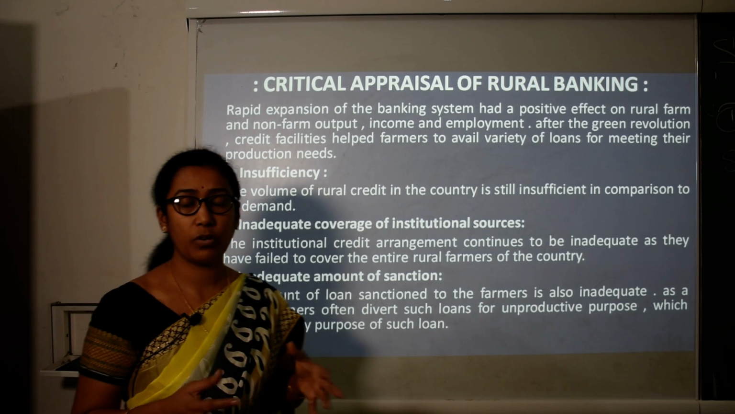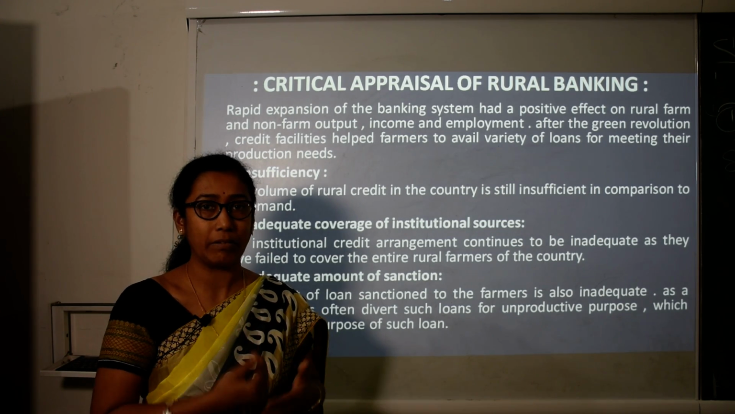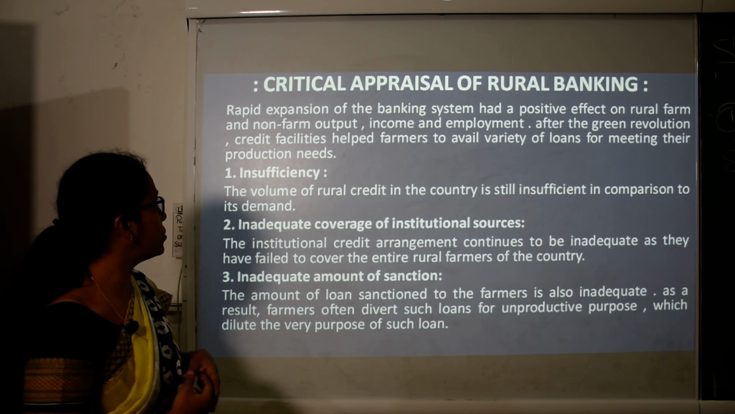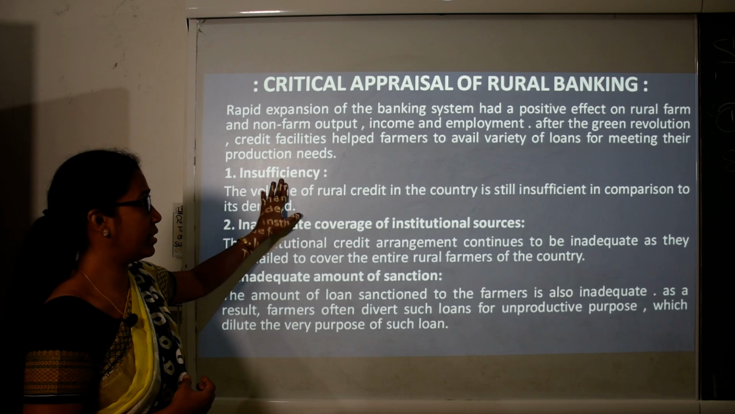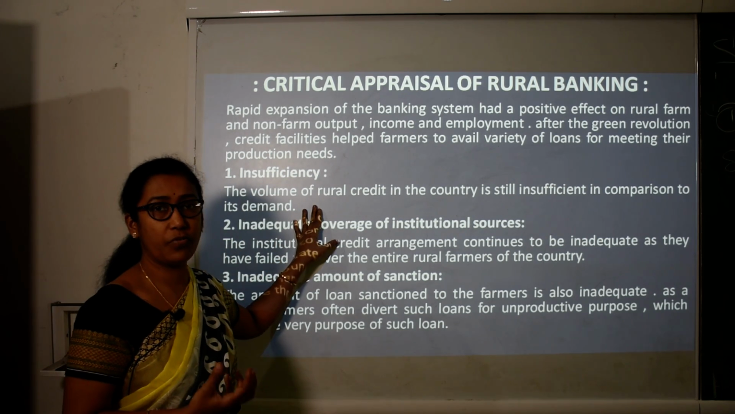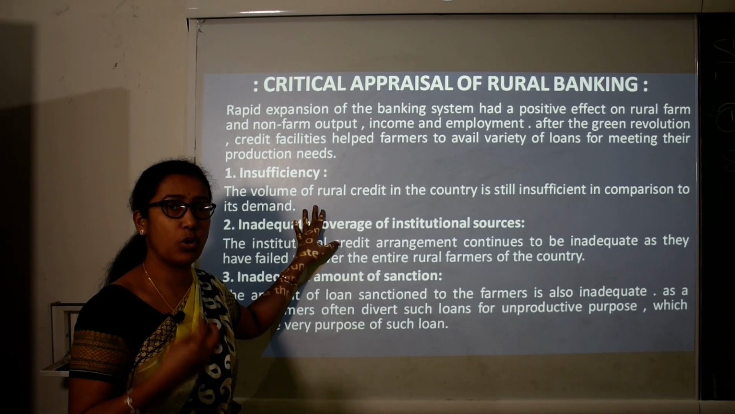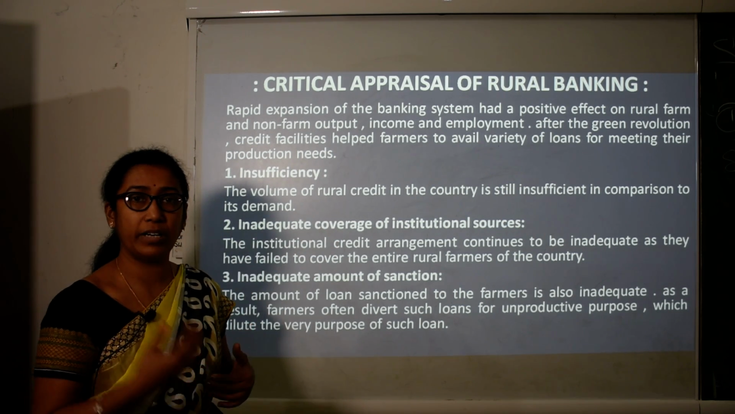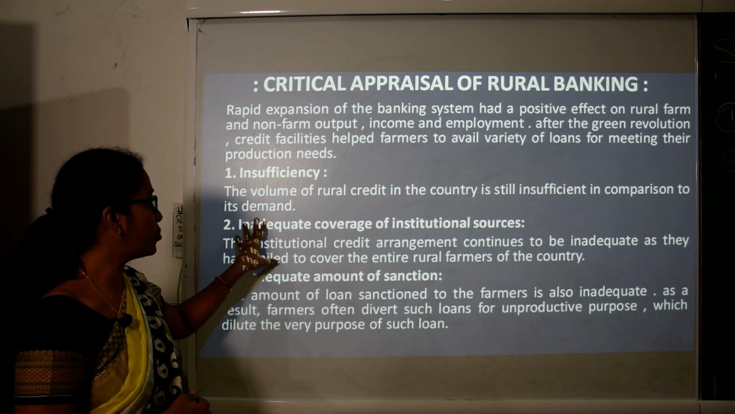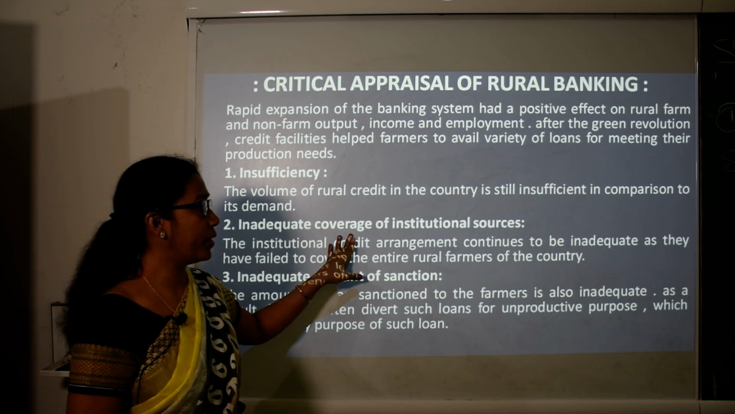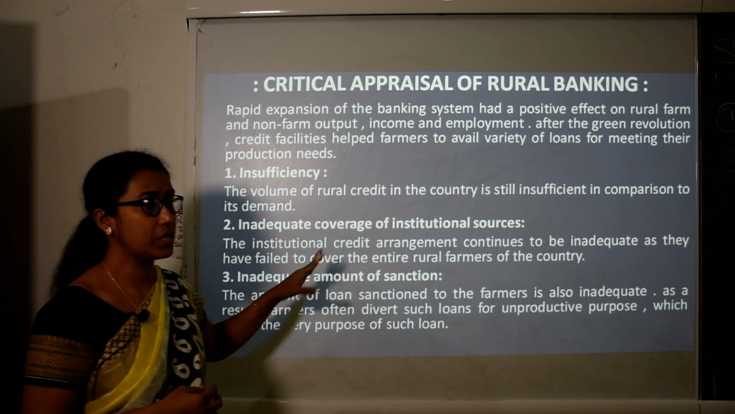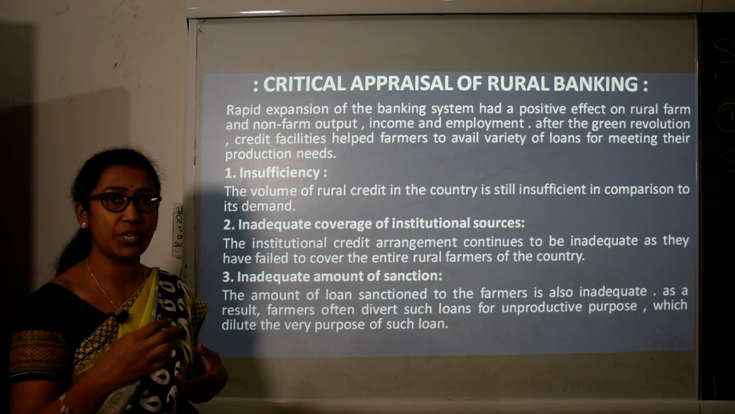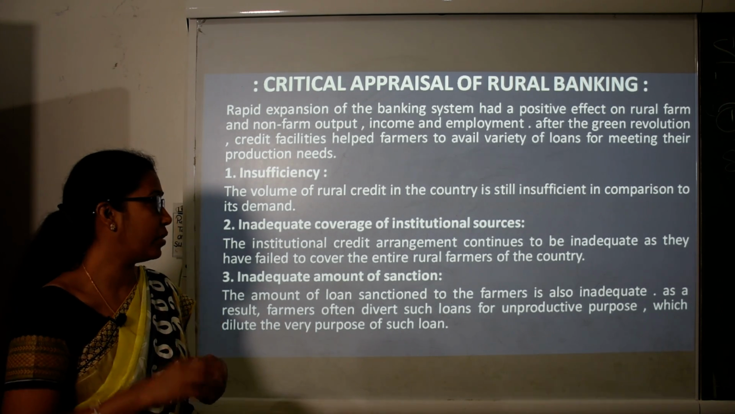Now, the critical appraisal of this rural banking. Of course, there are certain criticisms and certain difficulties associated with the rural banking procedure. First is insufficiency, that is the demand for rural credit in the country is still not met, as the supply of rural credit is still insufficient in comparison to its demand. Second is inadequate coverage of institutional sources, that means these institutional sources are not providing proper coverage to each and every farmer or each and every person living in rural areas.